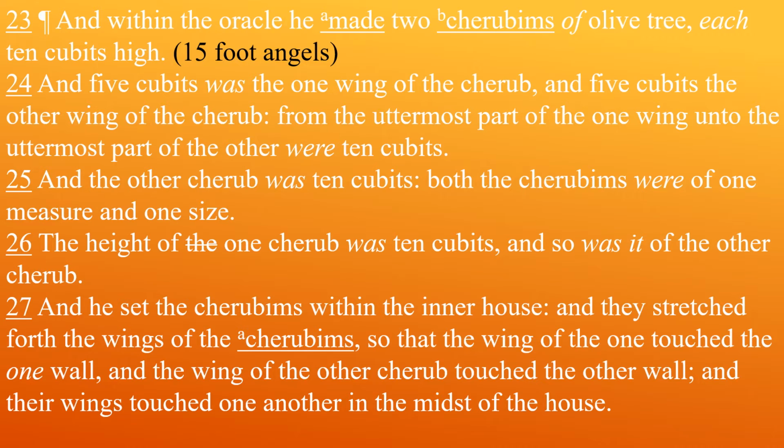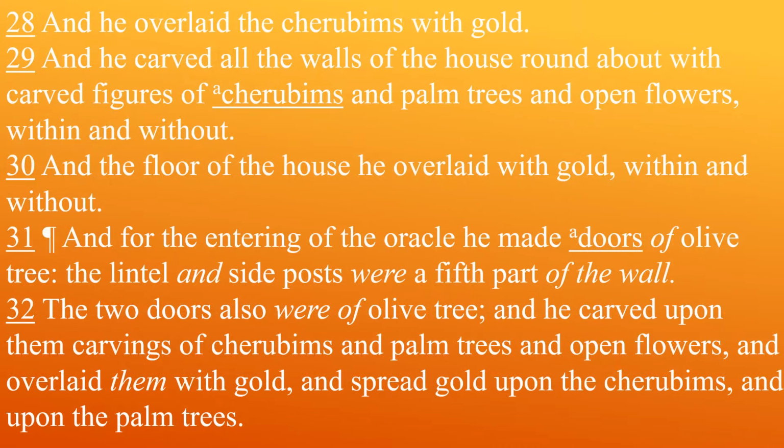And he set the cherubs within the inner house, and they stretched forth the wings of the cherubims, so that the wings of the one touched the one wall, and the wing of the other cherub touched the other wall, and their wings touched one another in the midst of the house. And he overlaid the cherubims with gold, and he carved all the walls of the house round about with carved figures of cherubims and palm trees and open flowers within and without.